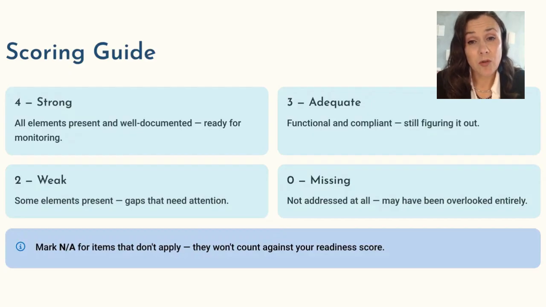You give yourself a 0 if it's missing or completely not addressed and you think it should be. This may have been overlooked in the past. You may not even have known it was a thing. Doesn't matter. Just give yourself a 0. Or if it's something that doesn't apply to your program at all, check not applicable. These items won't count against you. You'll add up all your points, calculate your percentage, and get a clear picture of your risk level.